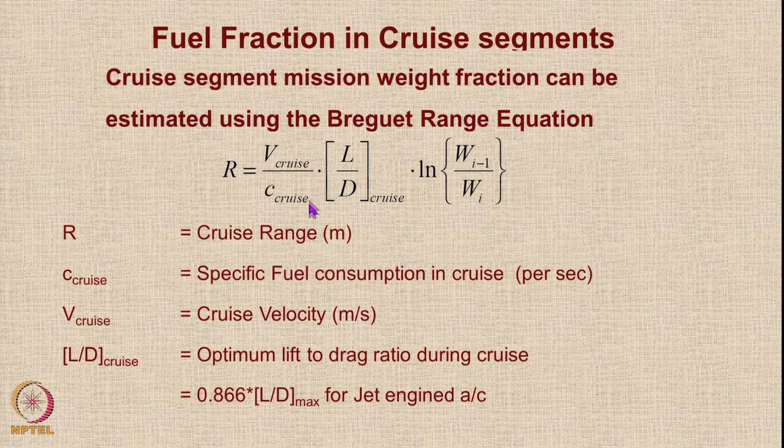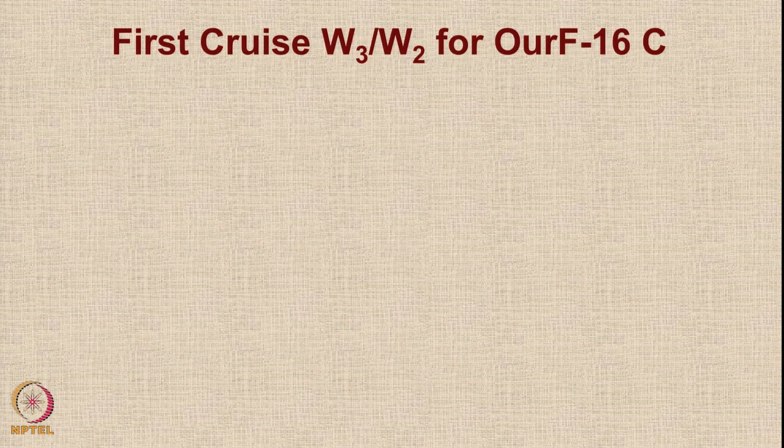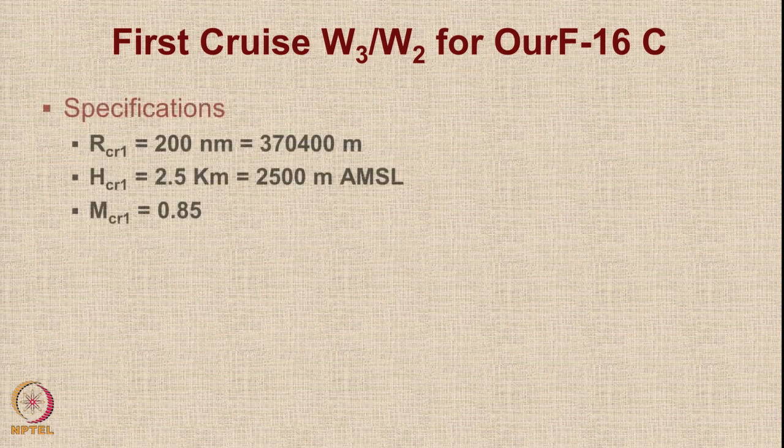And V cruise and C cruise. C cruise is the SFC which is already given. V cruise has to be estimated based on the Mach number and the operating conditions. So, for the first cruise of our F-16C aircraft, we have been given that the cruise range is 200 nautical miles. The cruise altitude is 2.5 kilometers and Mach is 0.85.